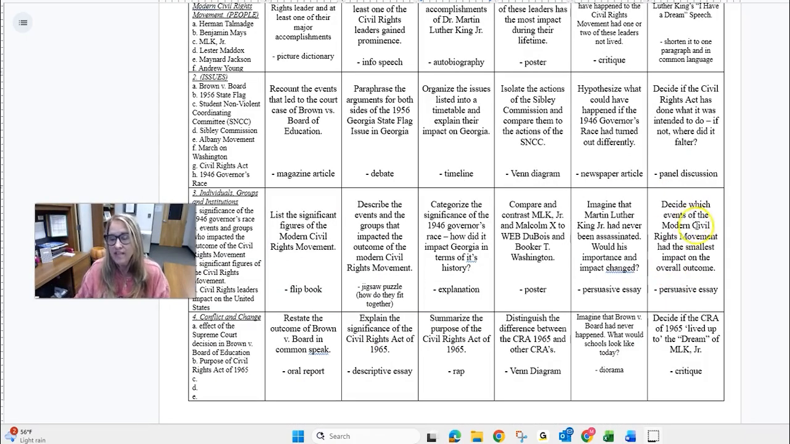Decide which of the events of the modern civil rights movement had the smallest impact on the overall outcome. Imagine Martin Luther King was never assassinated. Would his importance and impact, how would it have changed? What's your essay on this?